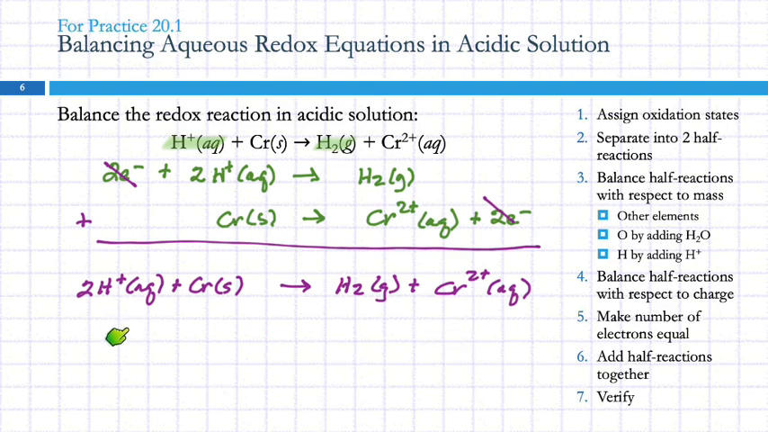The verifying step would be checking my mass: 2 hydrogens, 2 hydrogens, 1 chromium, 1 chromium. Look at the total charge here: +2. Total charge here, +2. It's a match. We're good. So we don't need to write 2e- at all, or any of them. These guys are not going to show up in here because those electrons went directly from one thing to another thing, and they're not just out there floating around.